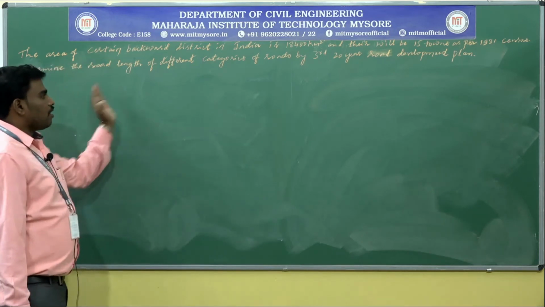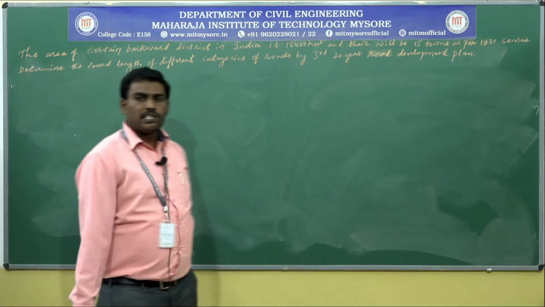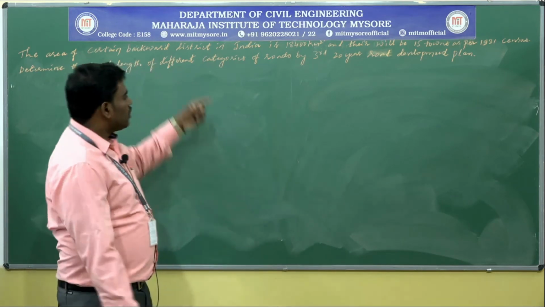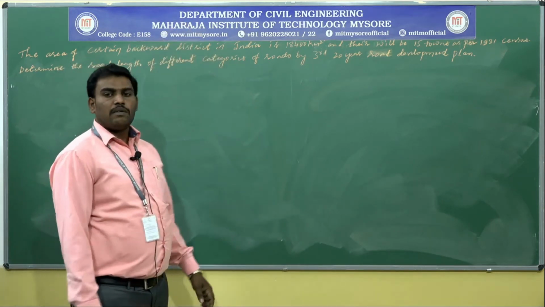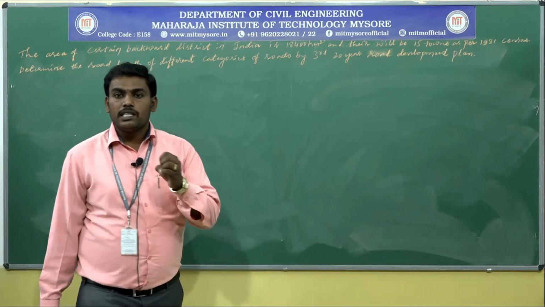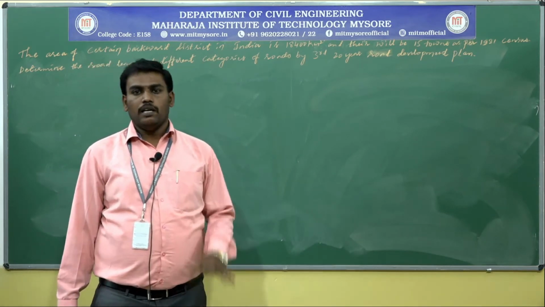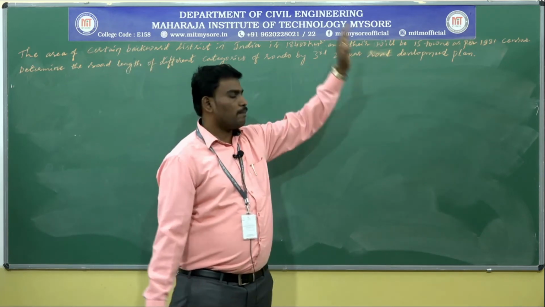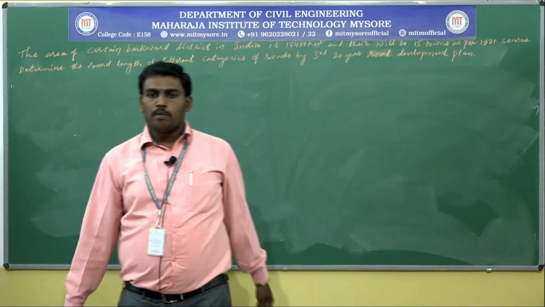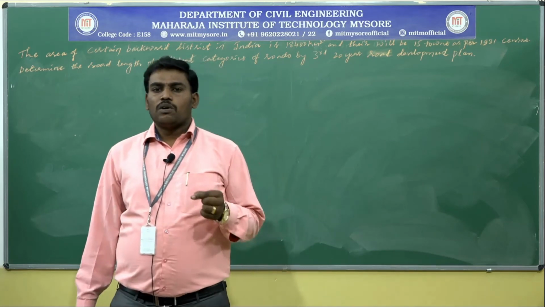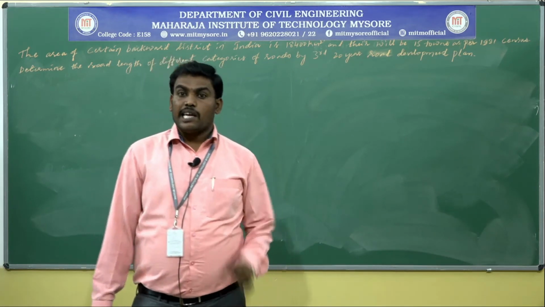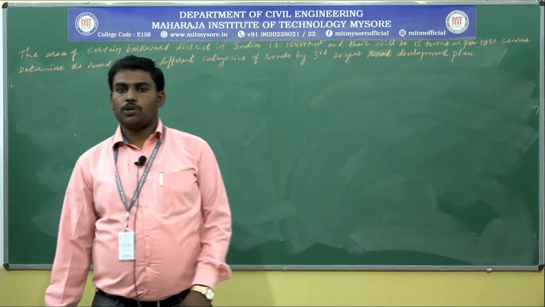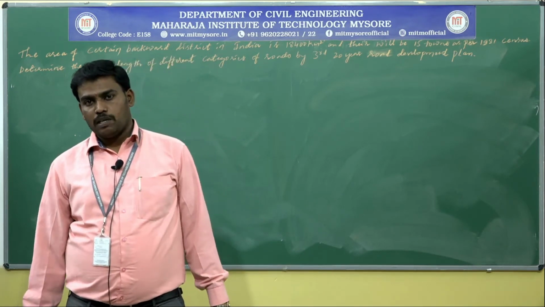And for calculation of the road length, we require the overall density of the road. In this statement, they are not mentioning anything about the density of the road length. But they have mentioned the calculation of road length as per the third 20-year road development plan. As per the third 20-year road development plan, the overall density is about 82 km per 100 square kilometer area.